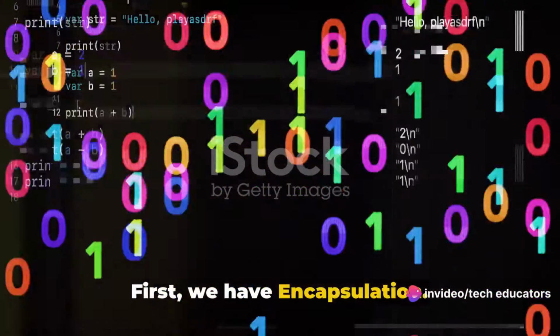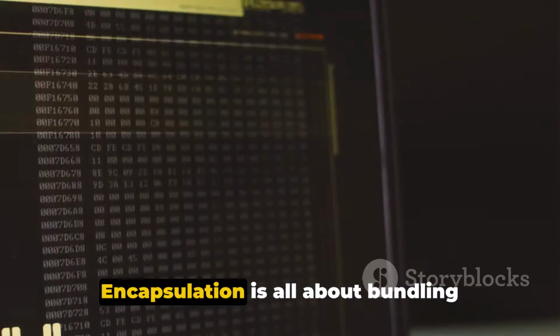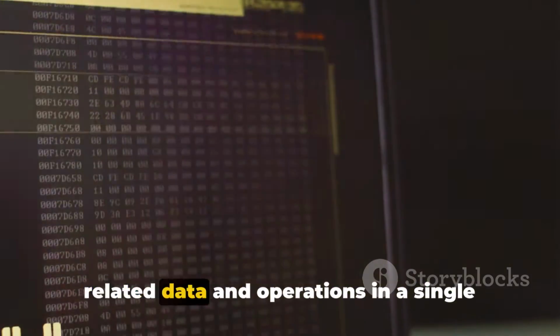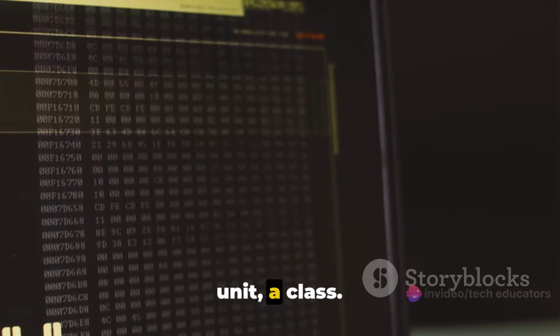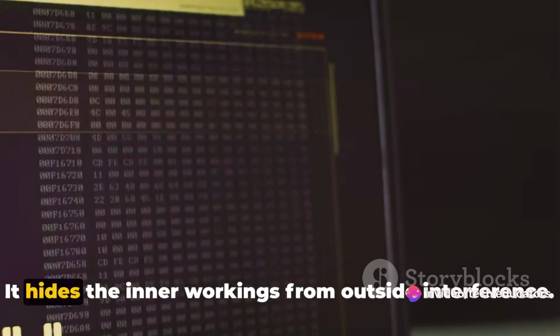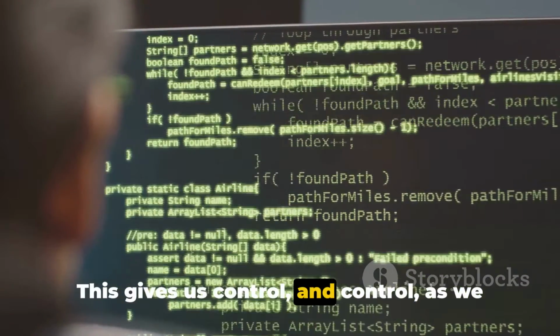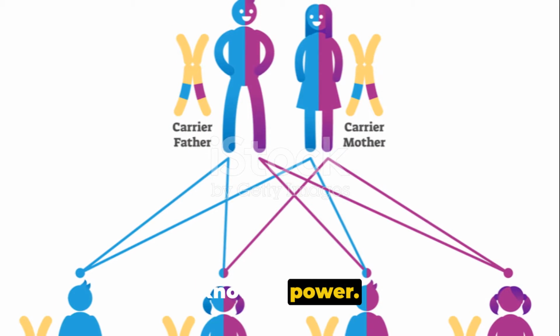First, we have encapsulation. Consider it like a capsule. What goes on inside the capsule? Only what we allow. Encapsulation is all about bundling related data and operations in a single unit, a class. It's like a blueprint for creating objects. It hides the inner workings from outside interference. This gives us control, and control, as we know, is power.